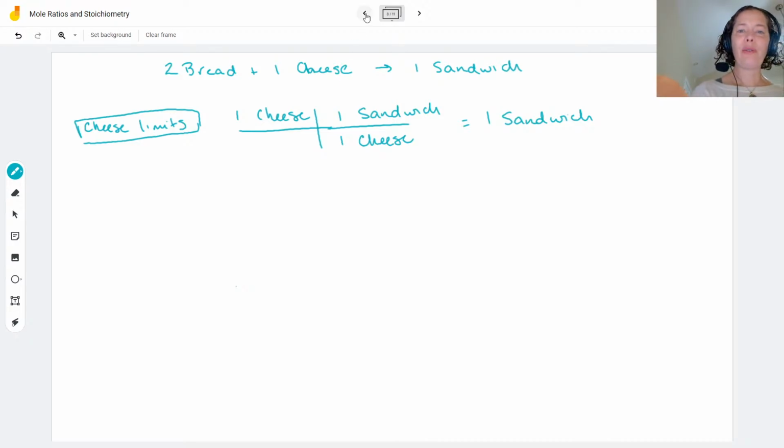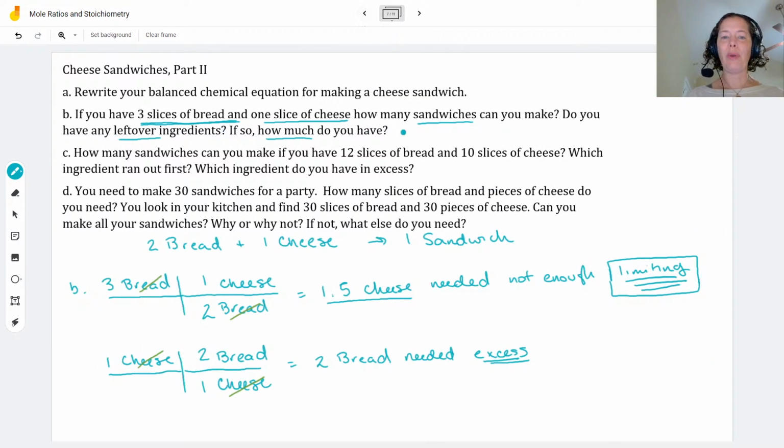Okay, so I know there was more to this problem. Okay, so how many sandwiches can you make? So we can make 1 sandwich as we already knew. Okay, do you have any leftover ingredients? So now we want to look at our excess reagent. And for this case, our bread was in excess. So yes, we do have leftover ingredients. We have leftover bread. Well, how much bread do we have left over?